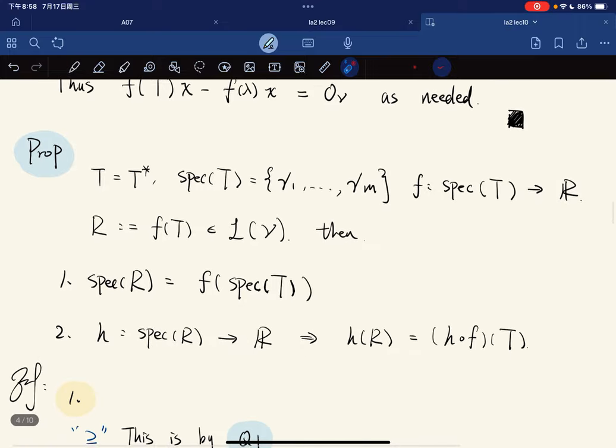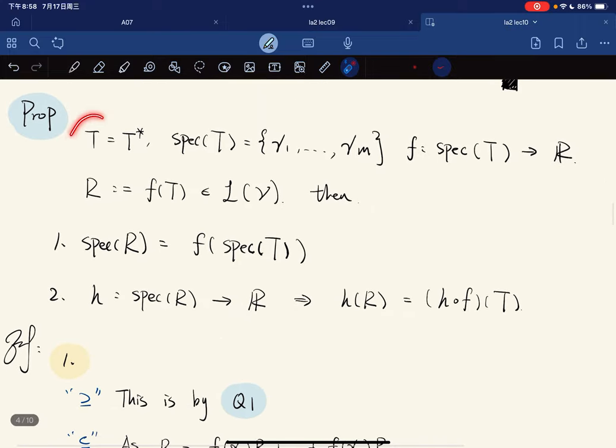So here's the proposition. Given a self-adjoint operator T with its spectrum, let R be f of T. Then the spectrum of this new operator is really just f of the spectrum of T, which is f of gamma 1 up to f of gamma n.